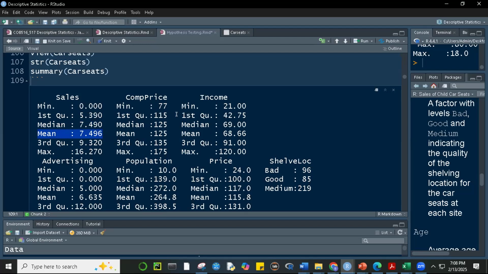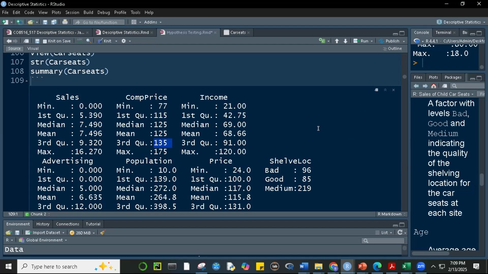Just remember that when you say first quartile, that's the same as the 25th percentile. So how do we interpret this? Once again, it means that 25% of the competitor price is below 115. The third quartile is the same as the 75th percentile, so it means that 75% of your data has competitor price below 135.